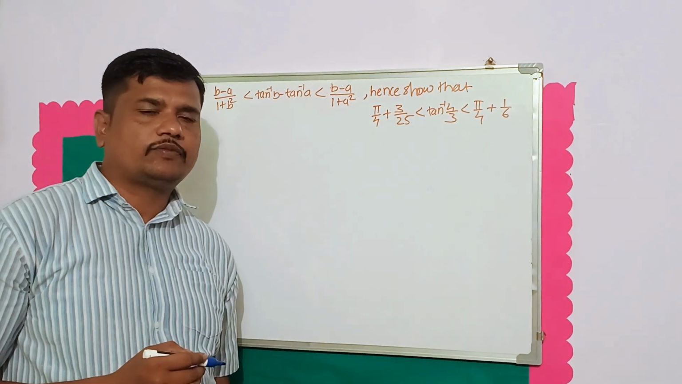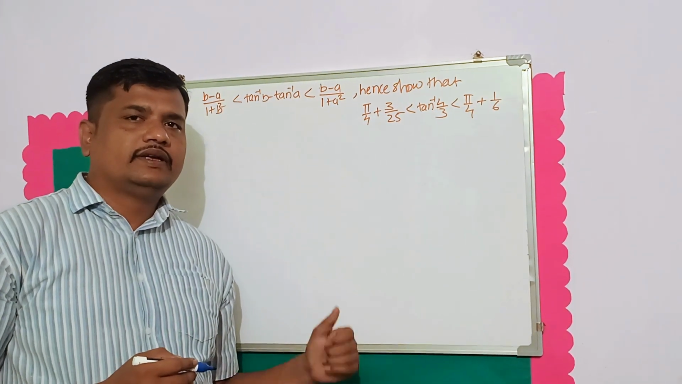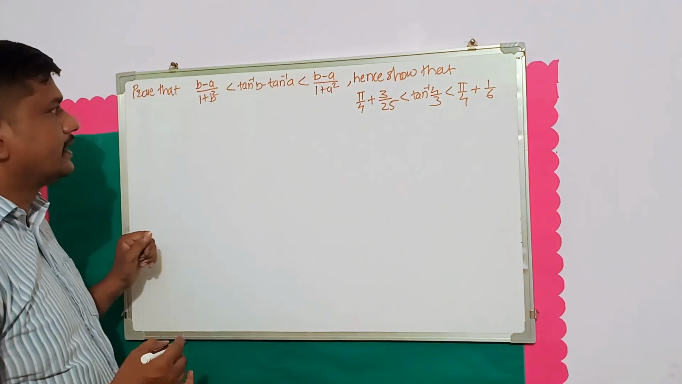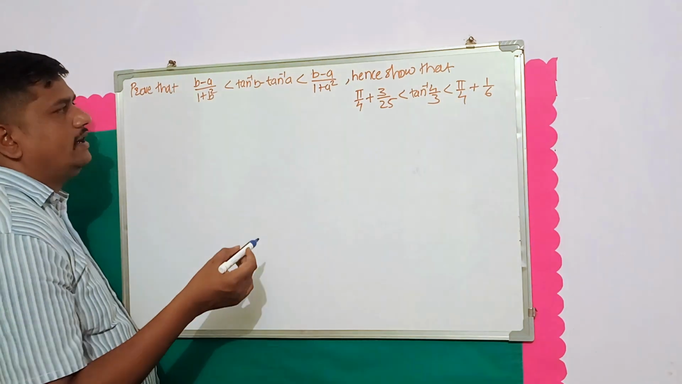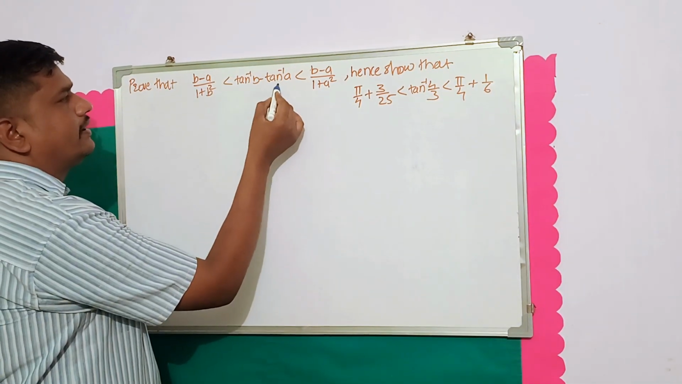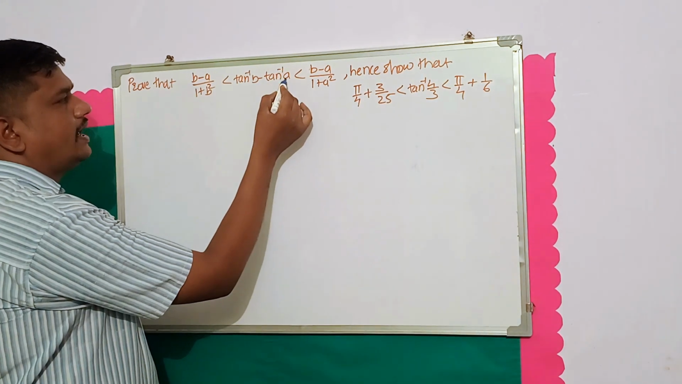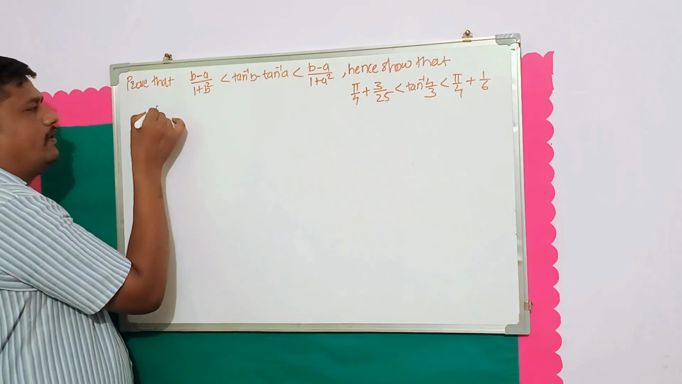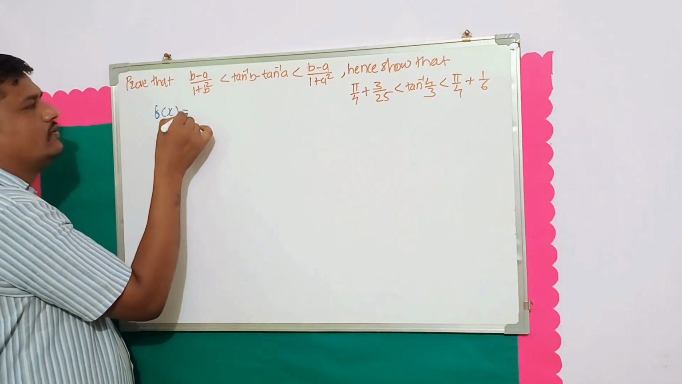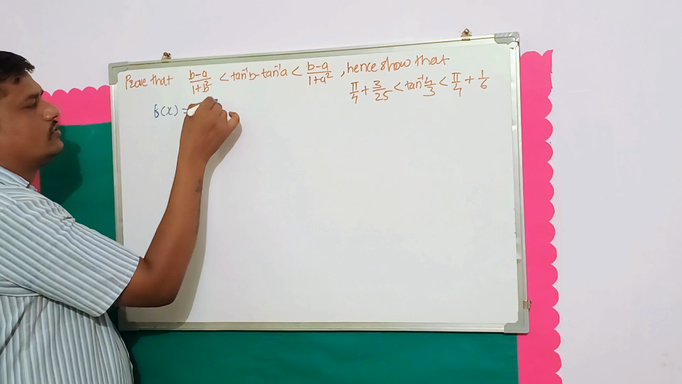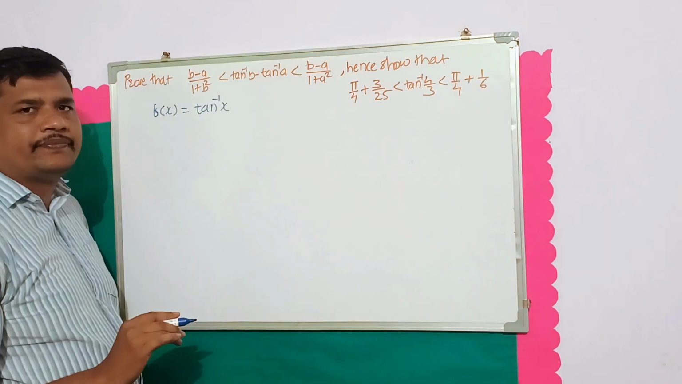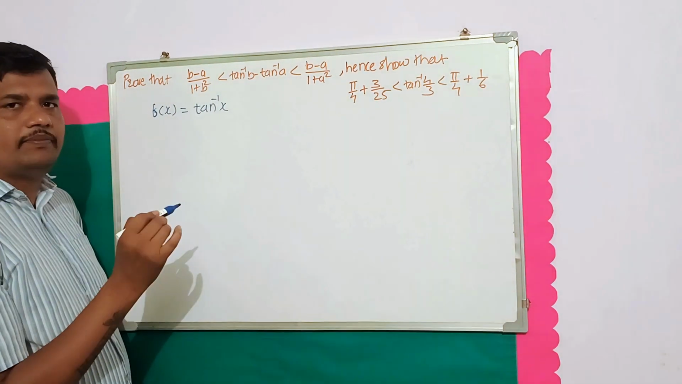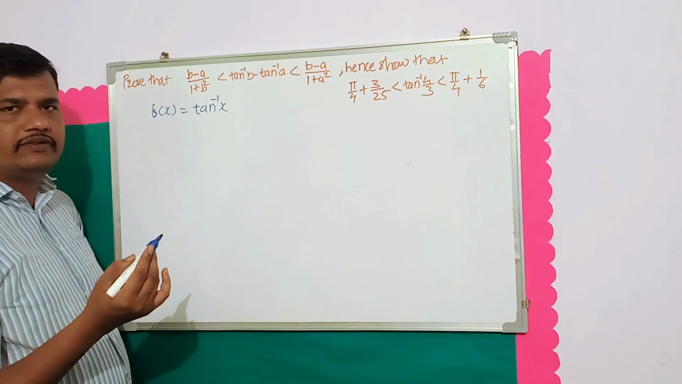To solve this kind of question, first of all, from the given inequality we have to check what the function f of x is. To check that, we have to see the middle part. The middle part is tan inverse of b and tan inverse of a. So here f of x will be tan inverse of x. For this function we first of all apply Lagrange's mean value theorem.